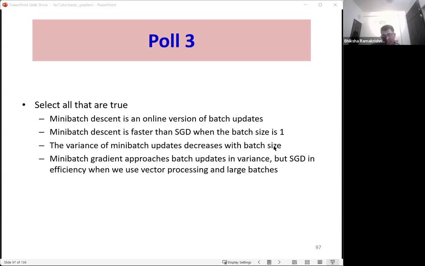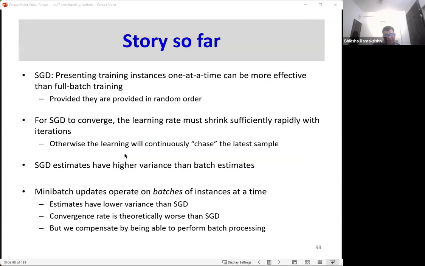The variance decreases with batch size. True or false? True, right? It approaches batch updates in variance, but approaches SGD in efficiency with vector processing in large batches. True or false? Also true, right? Beautiful. You guys get it.